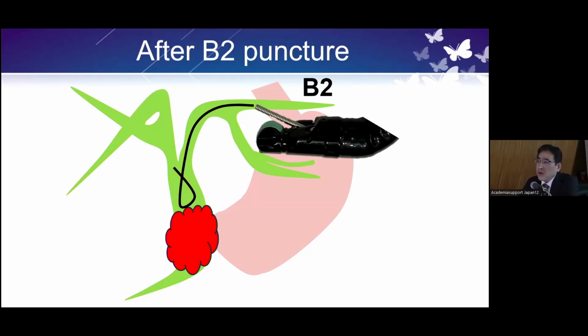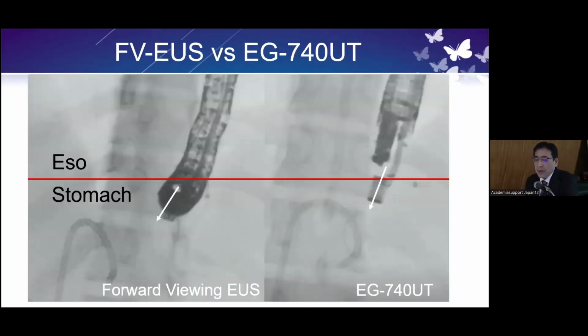But after B3 puncture, wire negotiation is sometimes difficult, the wire going into the peripheral or something. Dilation is also very difficult. But after B2 puncture, it is very easy. And this picture is a forward viewing scope versus the Fuji new scope. Very similar, but the forward viewing scope has a little bit of an advantage.